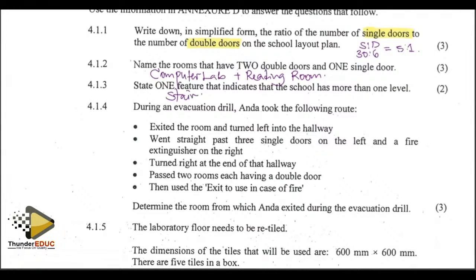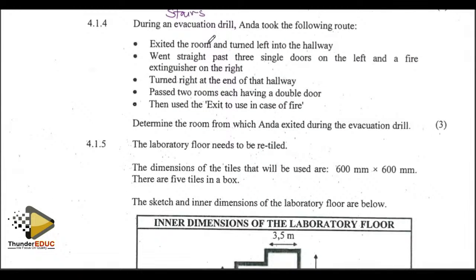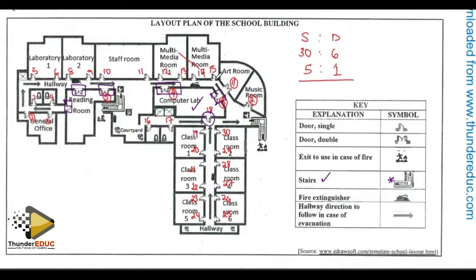Okay. During an evacuation drill, Anda took the following route: exited from the room and turned left into the hallway, went right past 3 single doors on the left and a fire extinguisher on the right. Let's first do that. We are looking for 3 doors with a fire extinguisher on the right. The person turns left. 3 doors and the extinguisher on the right.